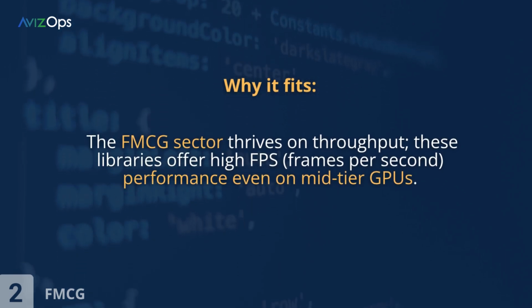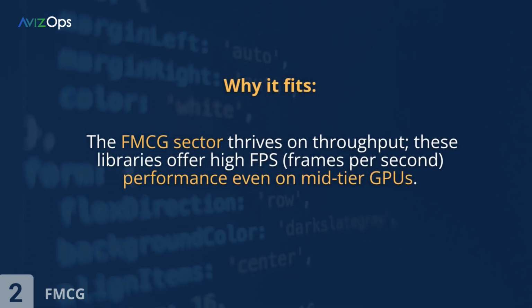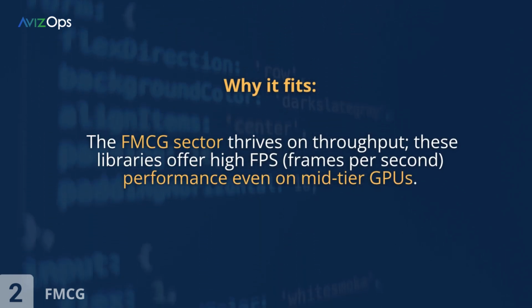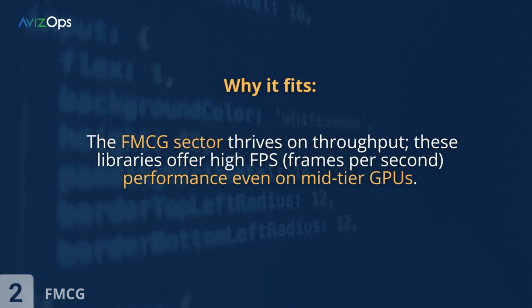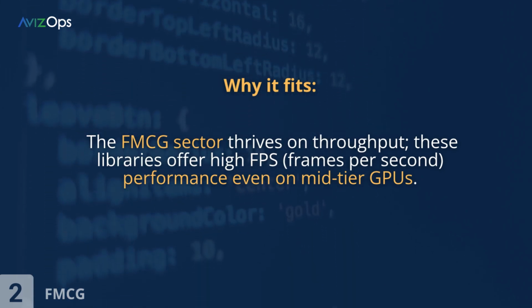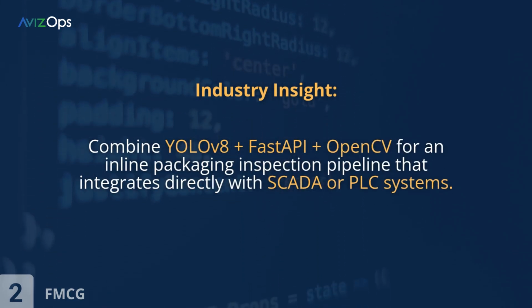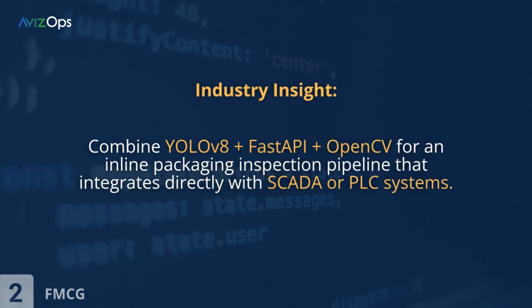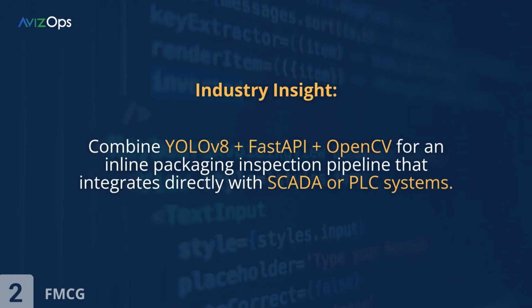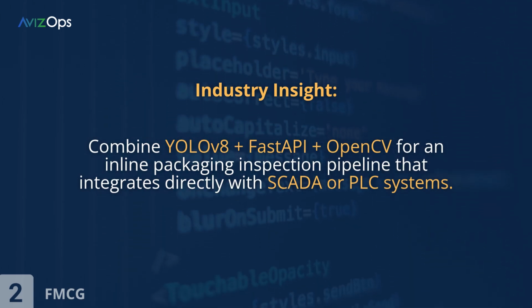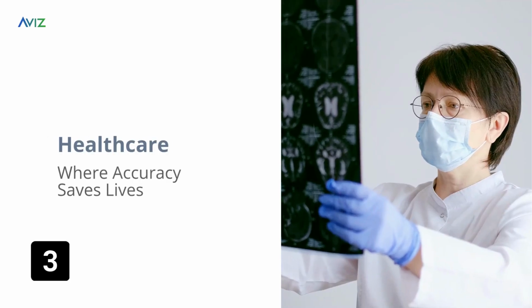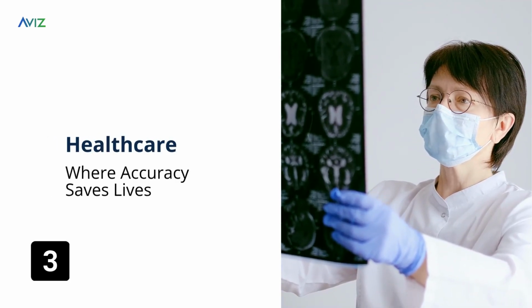Why it fits? The FMCG sector thrives on throughput. These libraries offer high FPS, frames per second, performance even on mid-tier GPUs. Industry insight. Combine YOLOv8 plus FastAPI plus OpenCV for an inline packaging inspection pipeline that integrates directly with SCADA or PLC systems. 3. Healthcare, where accuracy saves lives.